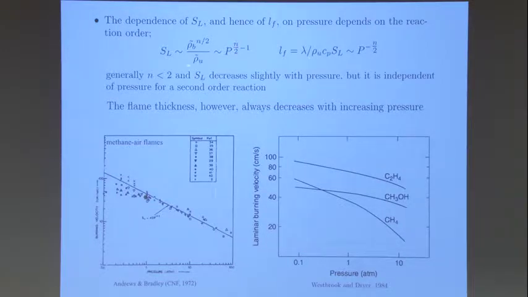And so, basically for all n, for n equal to 2, the flame speed will be independent of pressure, and for n less than 2, it would usually be a decreasing function of pressure.